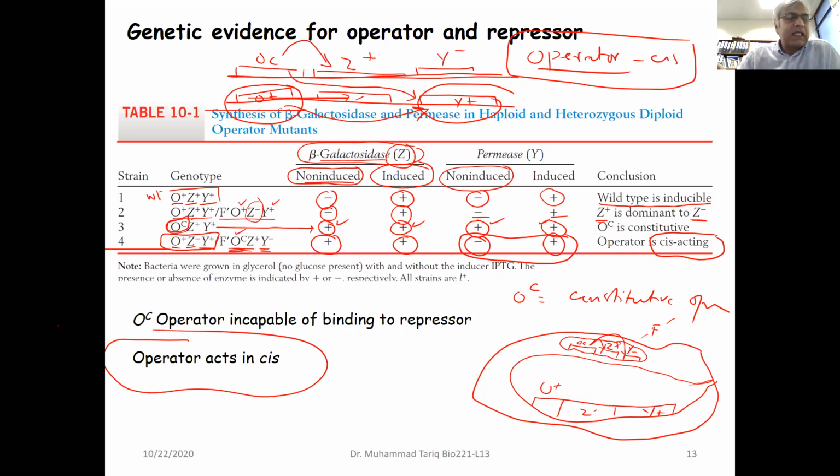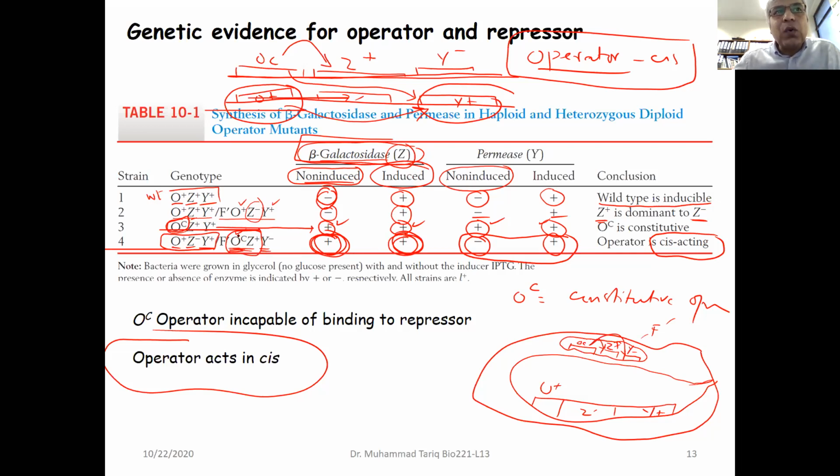Sir, just to clarify, this mutant O is basically not allowing the Z plus, the wild type Z, to activate, right? Because it's mutant itself. No, it is allowing it to activate. Constitutive operator means Z is constitutively active, beta galactosidase. You don't need to add lactose for metabolism. Clear? Yes, sir. Plus means beta galactosidase is on. Minus means it's off.